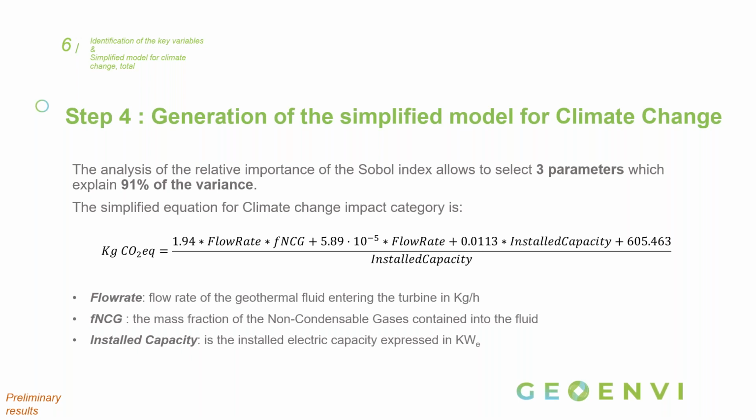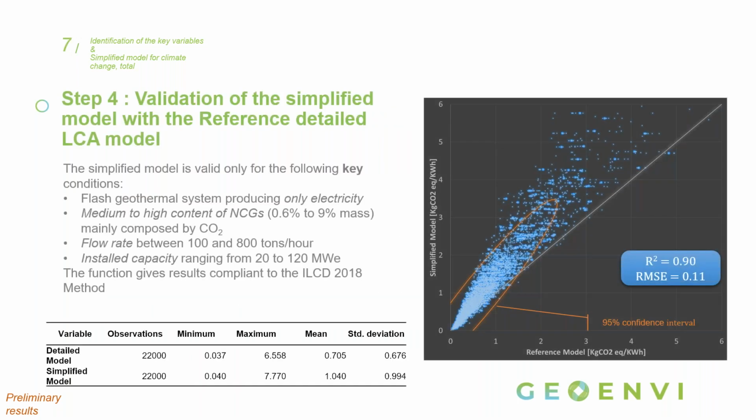And so the application of this function will generate this dispersion. By means of Monte Carlo simulation, 22,000 points are calculated, and this is the distribution of the simplified model versus the reference model. The median line is the reference model, and as it is possible to see, the simplified model is going to a little bit overestimate the reference model results.